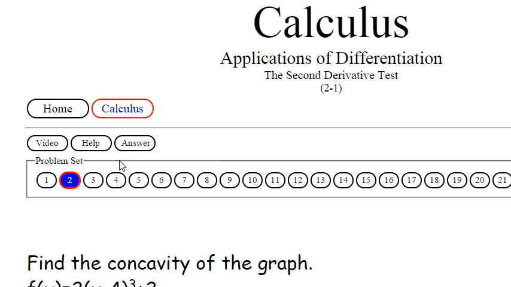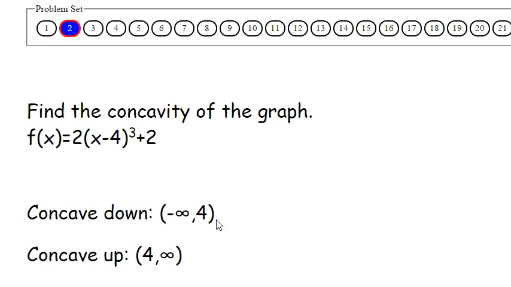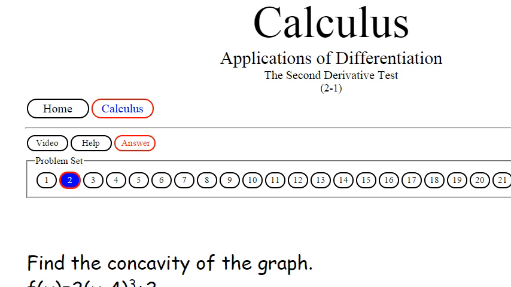Alright, and let's see what the script says. Hopefully it agrees. Yeah, negative infinity to 4, concave down, and concave up 4 to infinity. So that's not too bad. Not too bad at all.